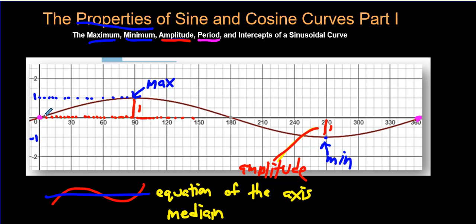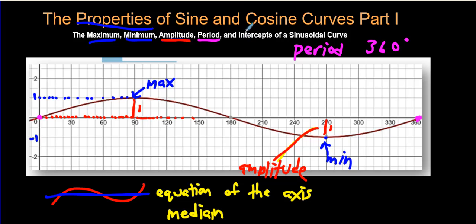So in other words, the distance between here and here, between 0 and 360 degrees, is when this sine curve repeats itself. Okay, and that is called the period. So the period for this curve is 360 degrees. Okay, it's the distance that it takes this curve to repeat itself. That period will change with other graphs we look at in the future, but for now you just need to know what period means.